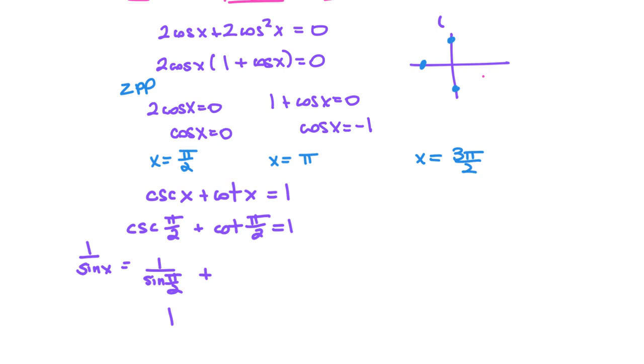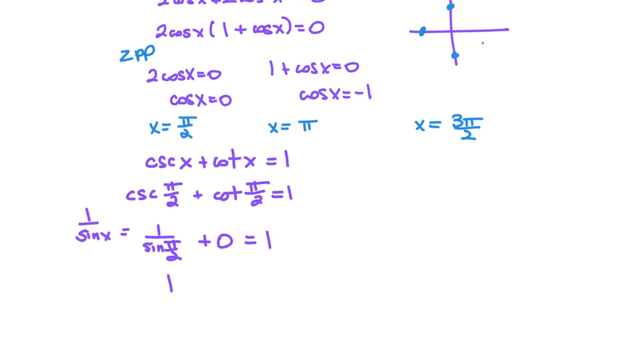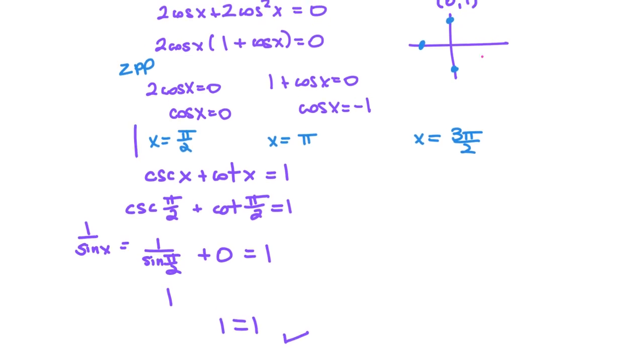So pi over 2, x is 0, y is 1. So cotangent pi over 2 is 0. So then we see that 1 equals 1. Therefore, x equals pi over 2 is fine. So let's try x equals pi. So cosecant of pi plus cotangent of pi equals 1.